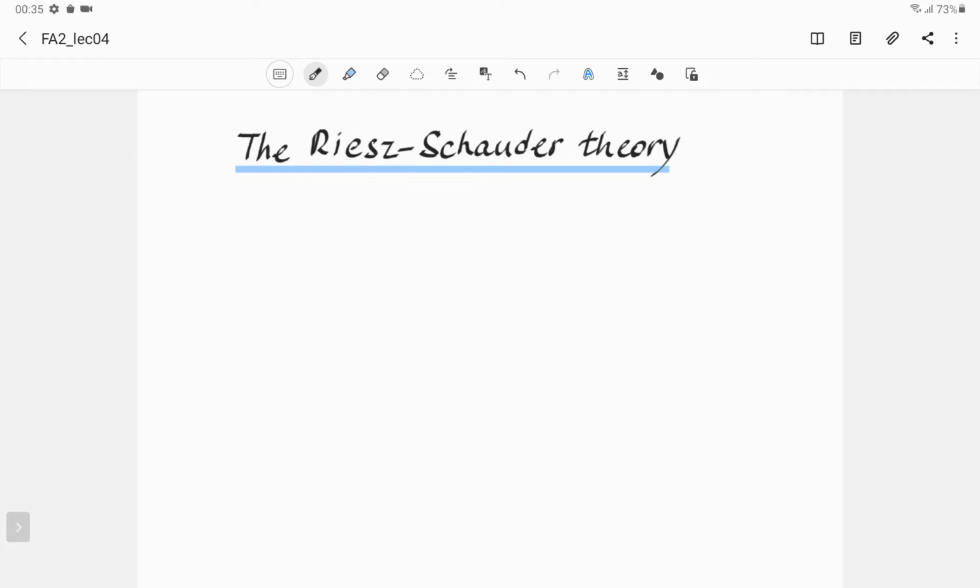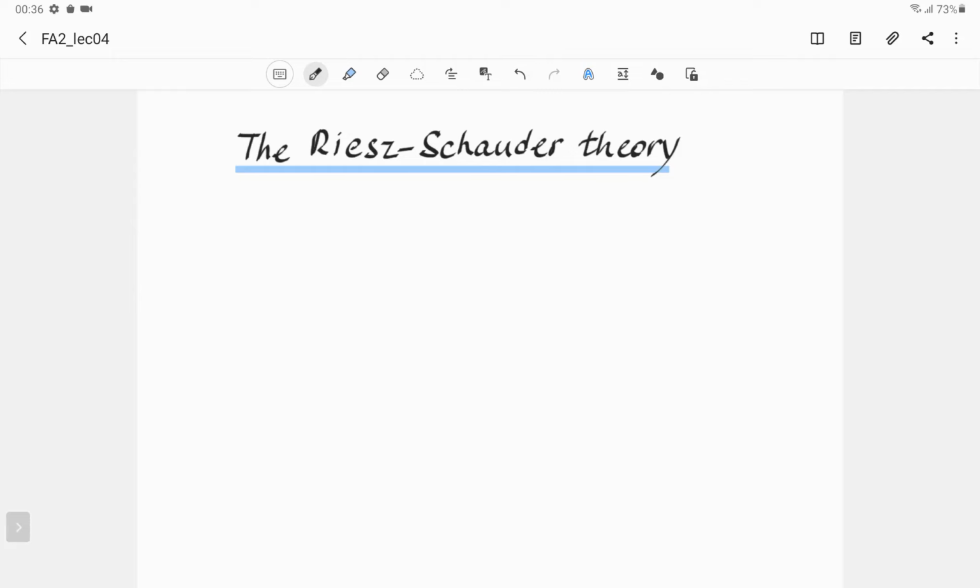Okay, so today our goal will be to discuss a piece of theory which establishes a nice relation between compact and Fredholm operators, but which was created long before the general notion of a Fredholm operator was introduced.